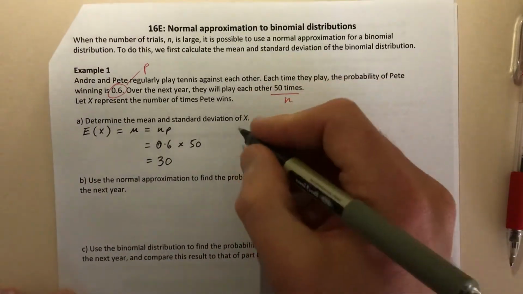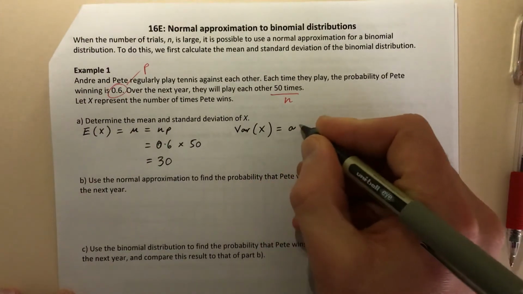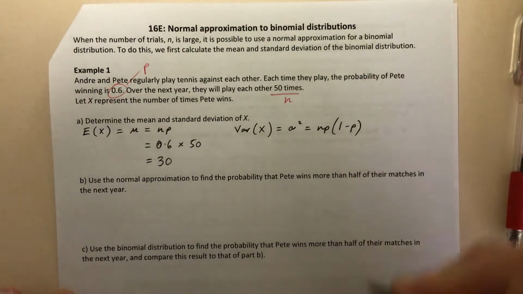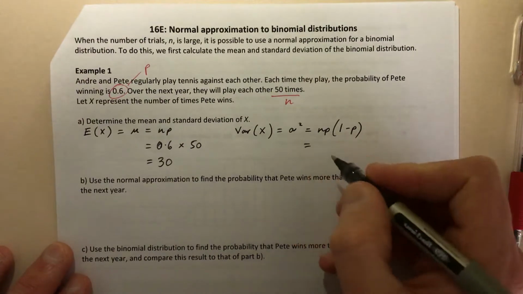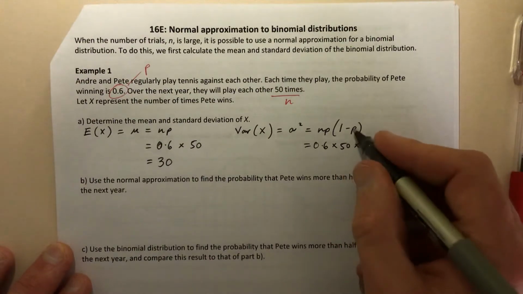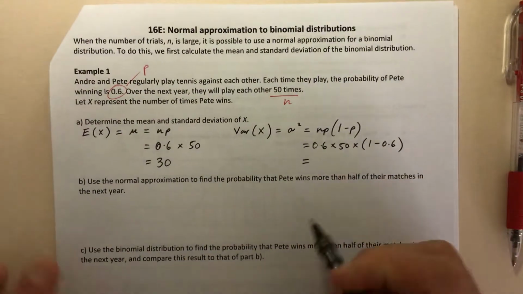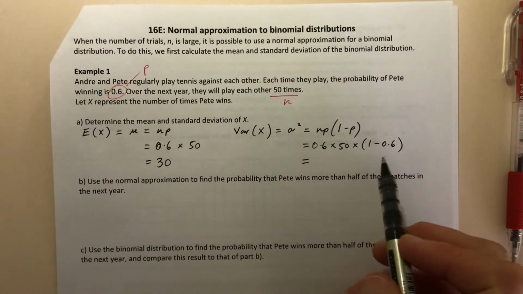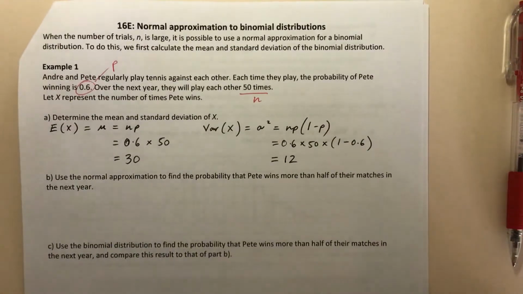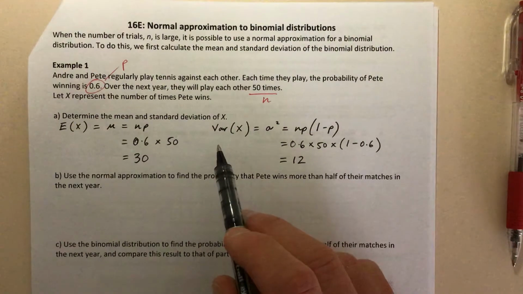For the standard deviation of X, remember that we first find the variance of X, which is sigma squared, and that's equal to np times 1 minus p for a binomial distribution. So this is 0.6 times 50 times 1 minus 0.6. That's going to be 30 times 0.4, which is 12. Remember that the standard deviation, which is what we're trying to find, is the square root of the variance.